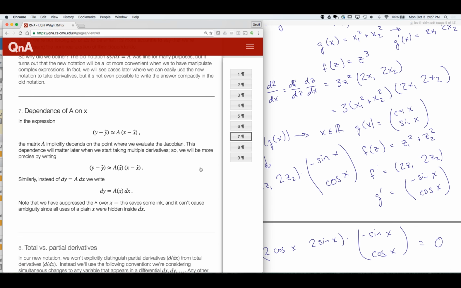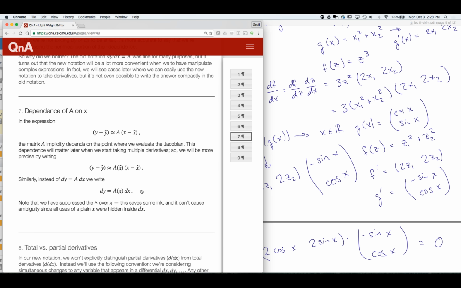So, just to expand out this notation in a little bit more detail. This matrix is itself a matrix of derivatives, and those derivatives are evaluated at x hat. So if we want to be more precise, we can write that the increment in y is approximately equal to the Jacobian evaluated at x hat times the increment in x.